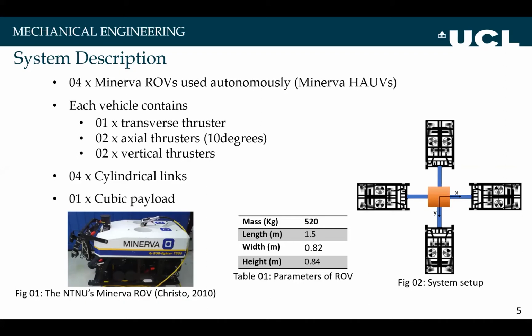The reason the Minerva ROV or its modified form is used is that this vehicle is operated by NTNU, the Norwegian University of Science and Technology, and they have done a lot of research on it, and a lot of research papers are available on it. So the data is readily available.